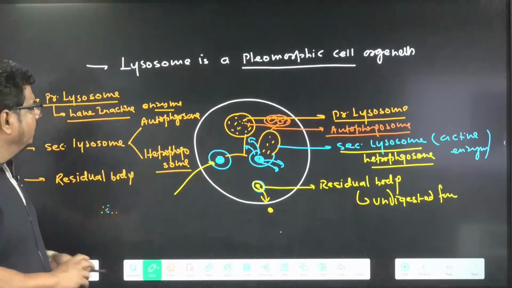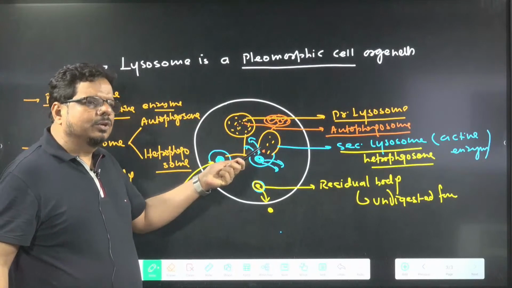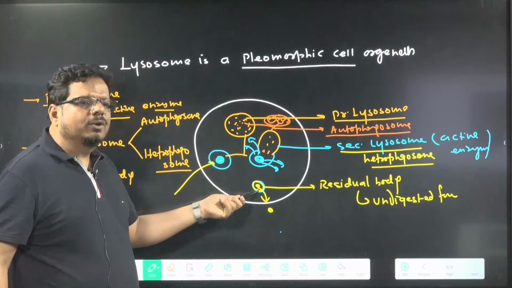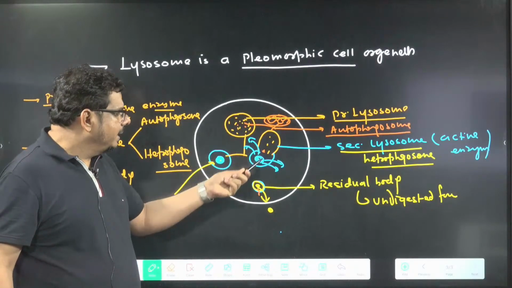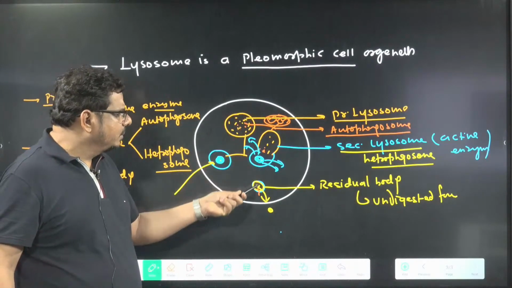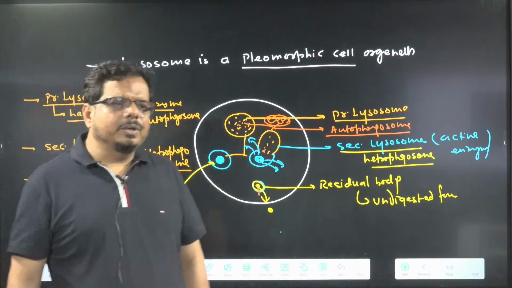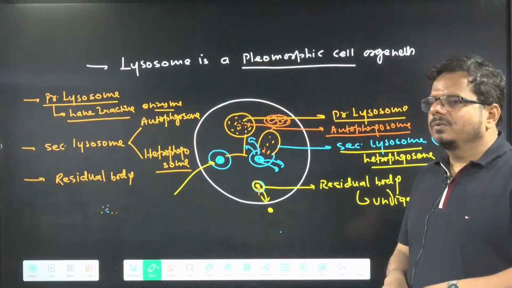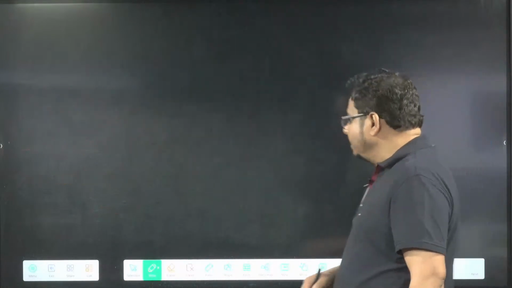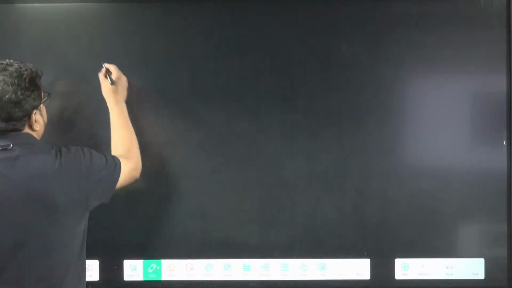Primary lysosome is one physiological state, secondary lysosome is another physiological state, residual body or tertiary lysosome is another physiological state. All three have different structures in different physiological states. Understanding the idea? That is the reason I wrote that it is a pleomorphic organelle. Is it clear? So now we are going to discuss which cell organelle? Vacuoles. Give your attention.